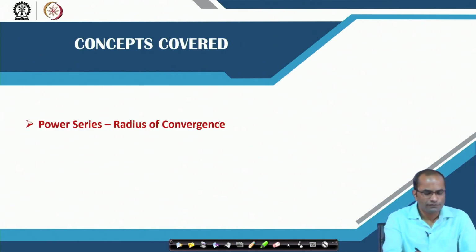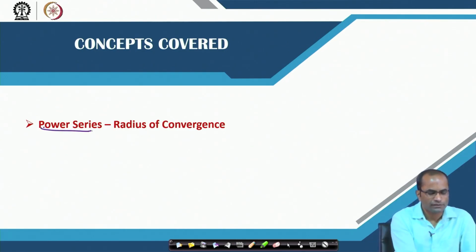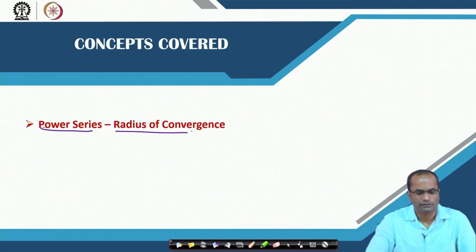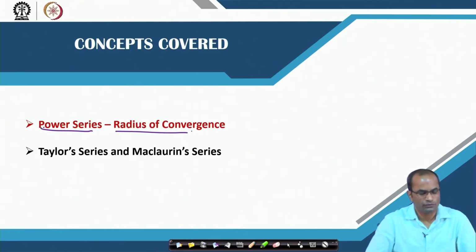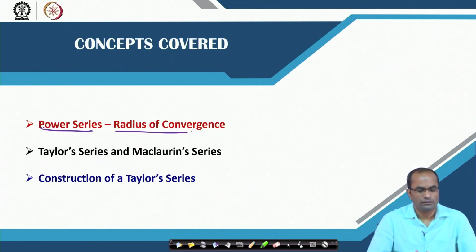So, here we will discuss what power series are and the radius of convergence of those series. Then we will talk about the Taylor series and, as a special case, the Maclaurin series. Finally, we will go through some examples where we will construct a Taylor series.